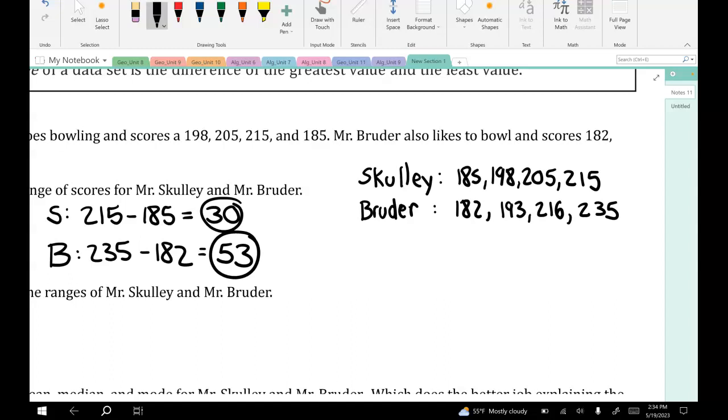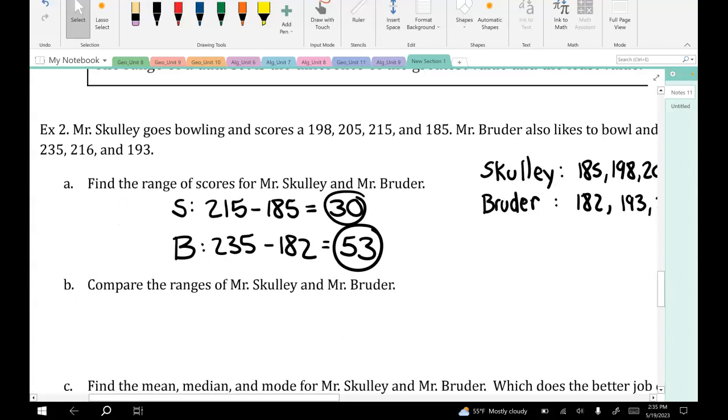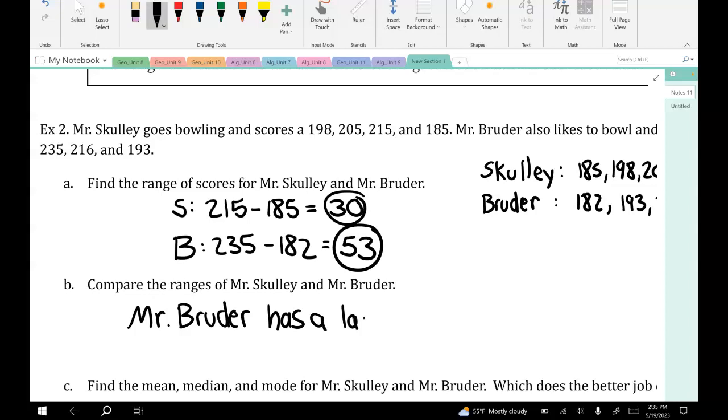So Mr. Bruder got a higher score than me with his 235, but I have the smaller range, which you could interpret as saying that Mr. Bruder may be a better bowler than I am, but I'm more consistent because I have less fluctuation in where my scores are at. So comparing the ranges, you could just say that Mr. Bruder has a larger range, which isn't always a good thing and it's not always a bad thing, depending on your scenario, your problem.